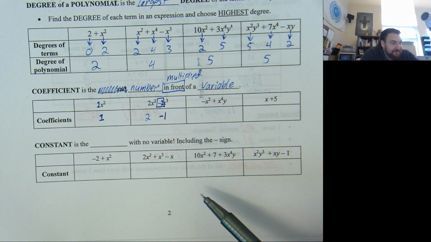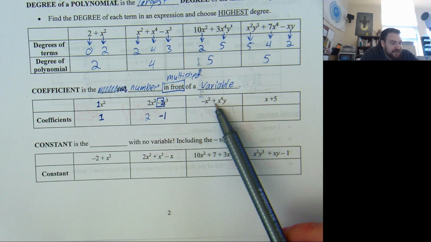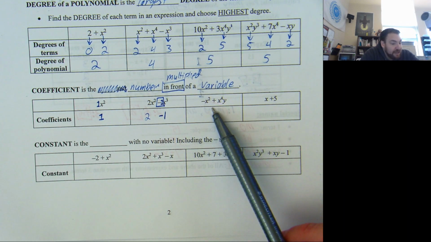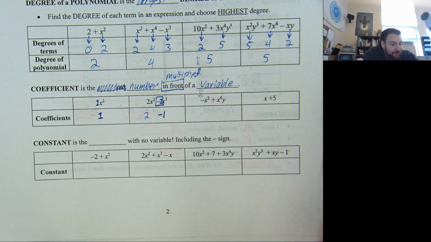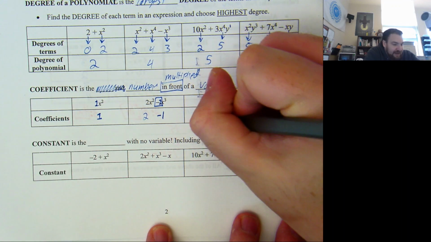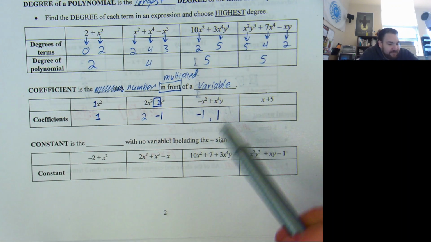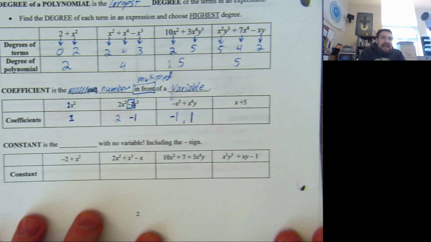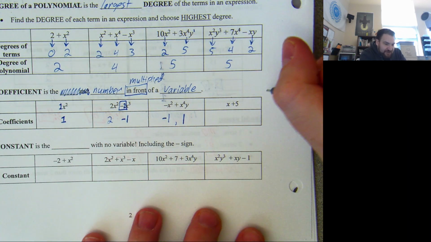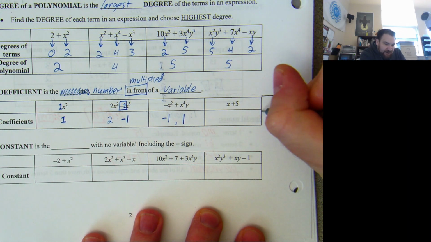Yep. So what are my coefficients here? There are 2 of them. What are they? -1 and 1. Very good. I am going to change the last one, and I'm going to add a 5th one. So add a little box to the end of this row.